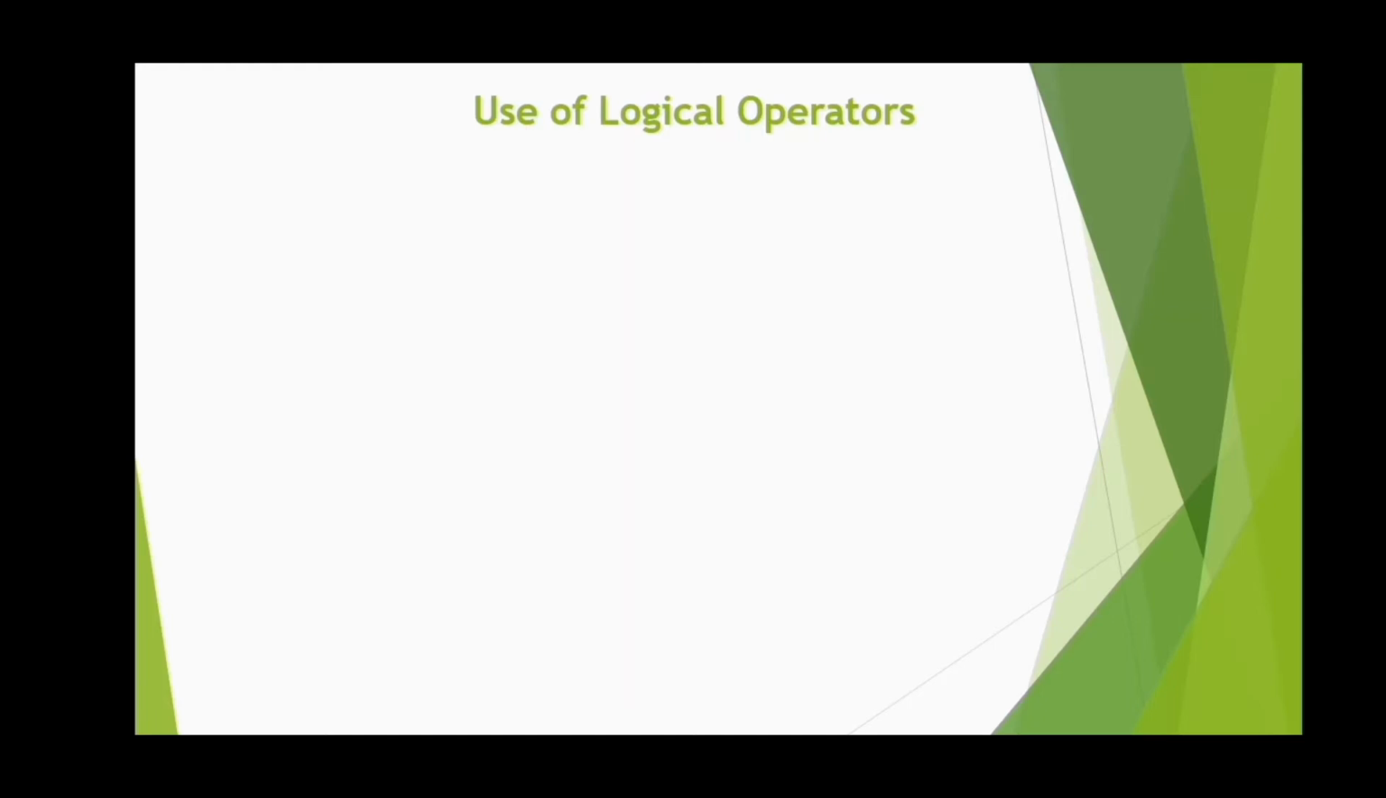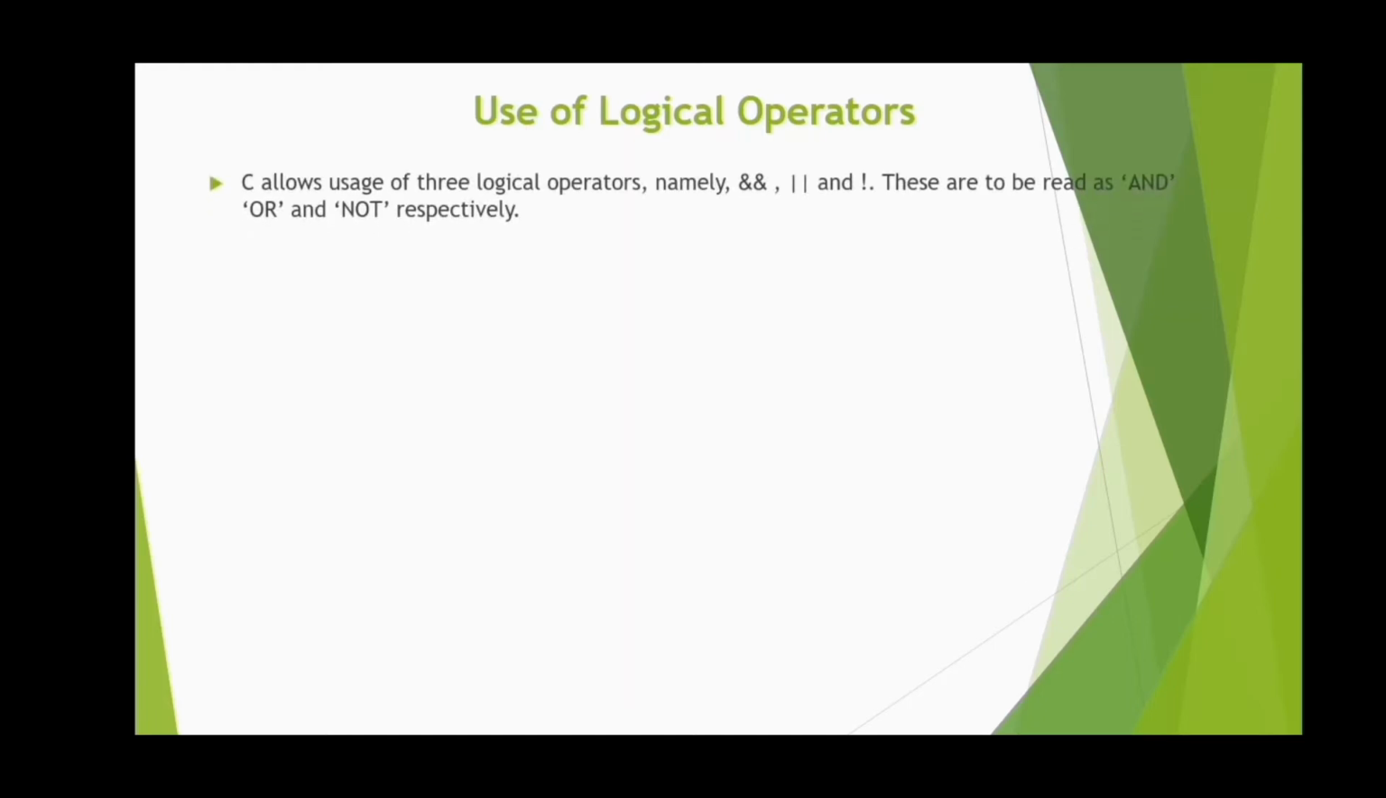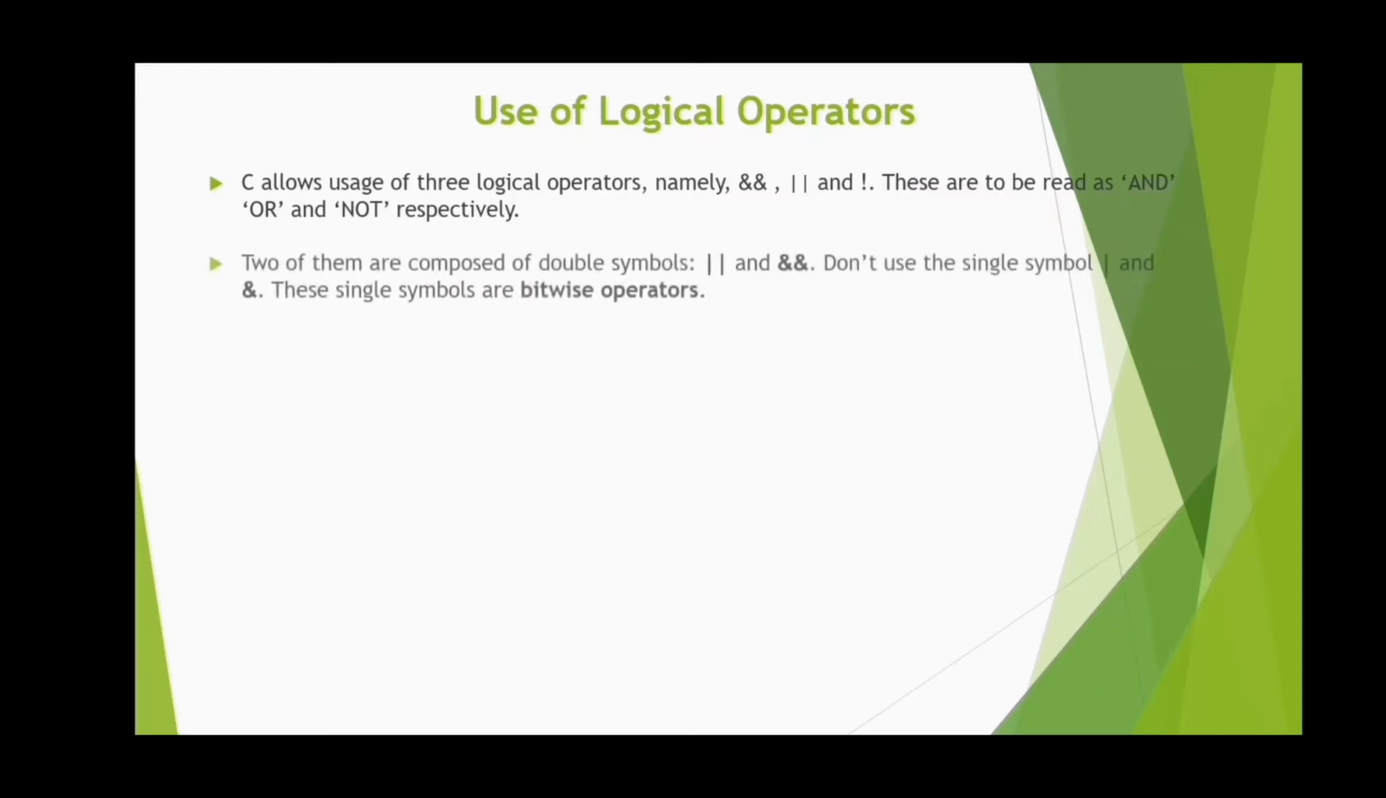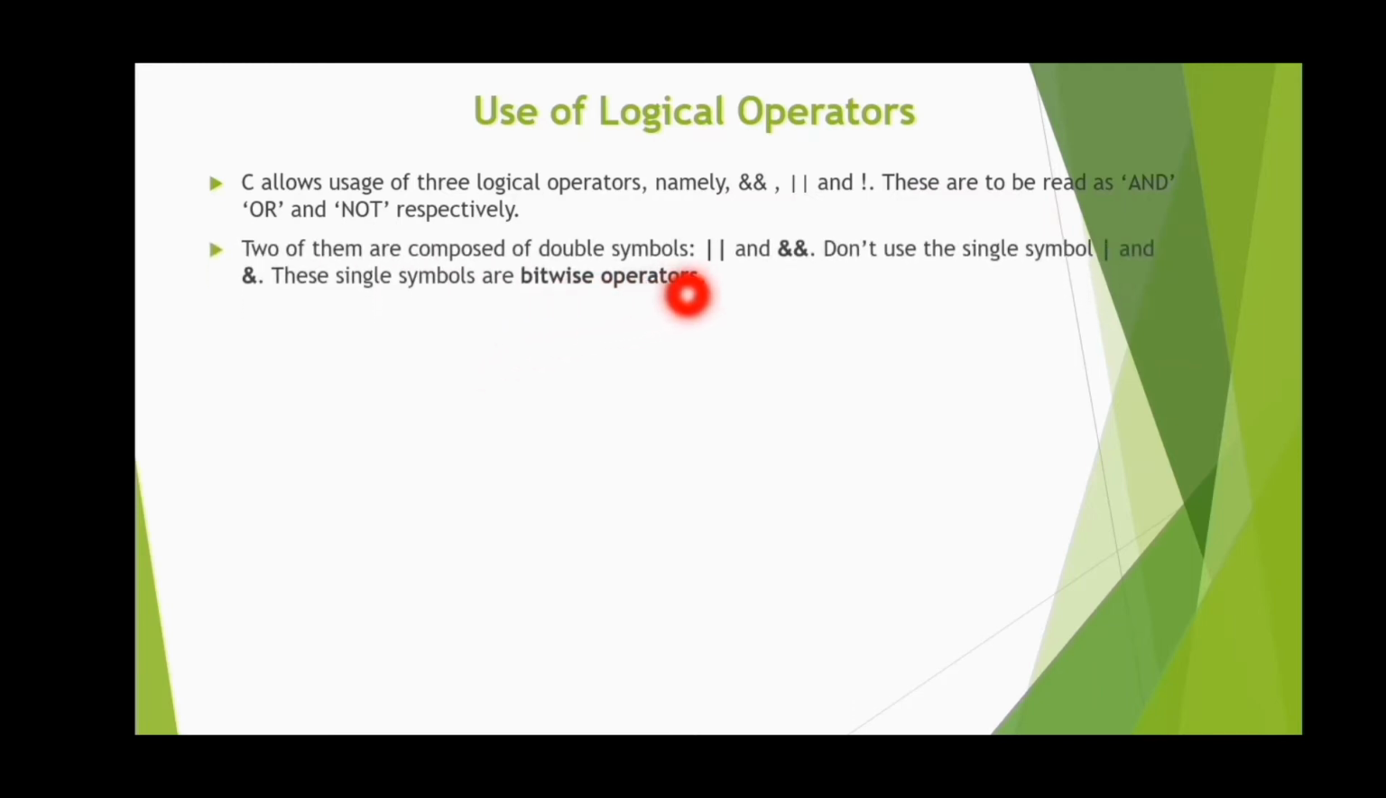So move on to the next slide, that is use of logical operators. C allows usage of 3 logical operators, namely AND, OR and NOT. These are to be read as AND, OR and NOT respectively. Two of them are composed of double symbols, the OR and the AND. Don't use the single symbols, single OR and single AND. These symbols are also called bitwise operators which work on bits. So that's why they are called bitwise operators.